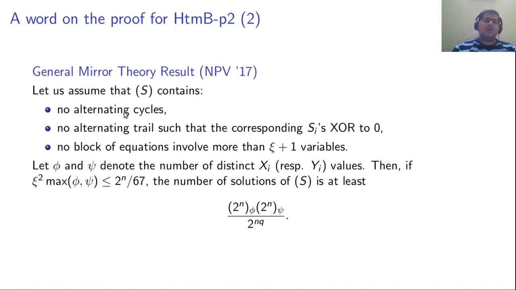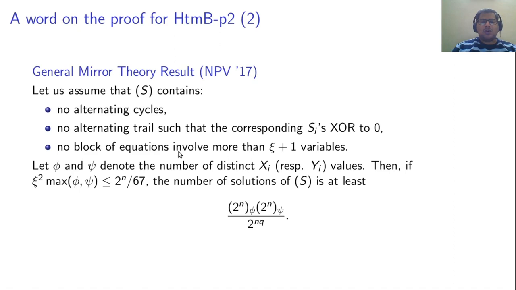So the mirror theory result fixes three conditions. First one is that there is no alternating cycle. So basically, if you remember, we discussed a circular relation that xi1 equals xi2, yi2 equals yi3, and so on. So there was a cycle earlier. That kind of cycle is not allowed. So basically, we can reuse the same analysis as before. No alternating trail such that the corresponding si's xor to 0. Again, similar analysis will give us that we satisfy this condition as well.